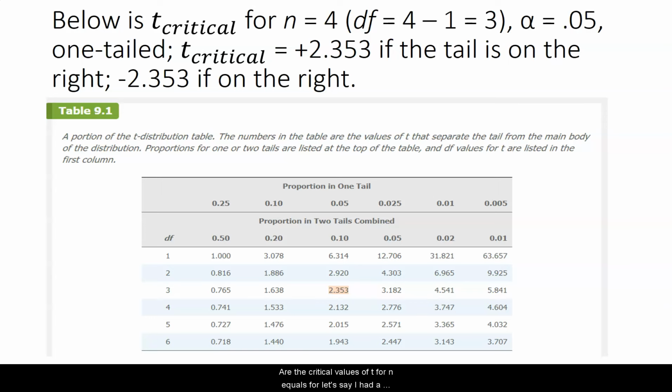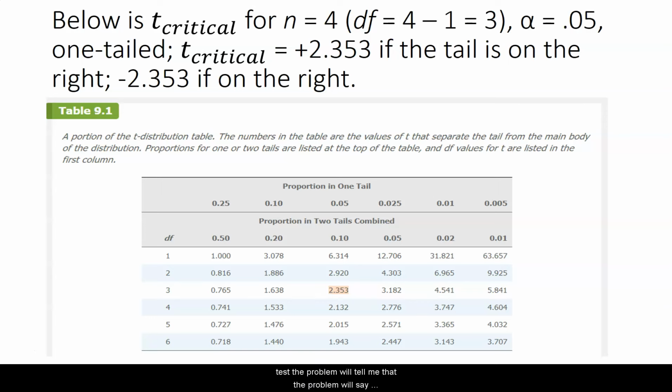Below are the critical values of t for n equals 4. Let's say I had a small sample size of 4. My degrees of freedom then are 3. And let's just say I had alpha of 0.5 one-tailed. Now, I hope you can follow this. Here are my degrees of freedom of 3. And then I want to say, well, proportion in one tail. Can I find 0.5? Sure. I find proportion in one tail, 0.5. And then I follow it down to degrees of freedom of 3. And sure enough, it's 2.353.